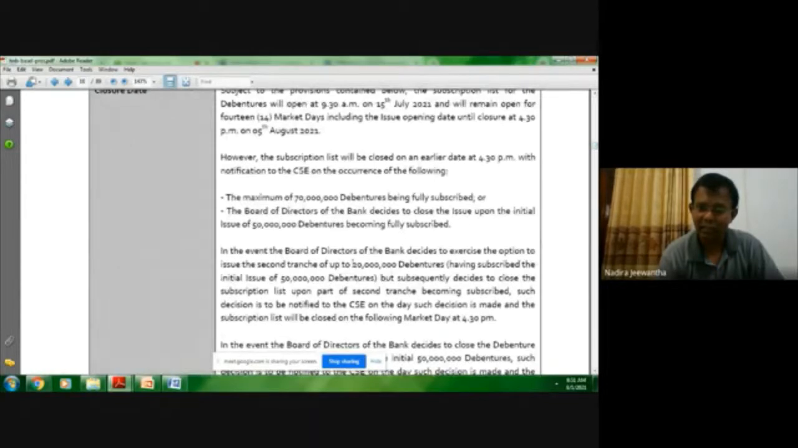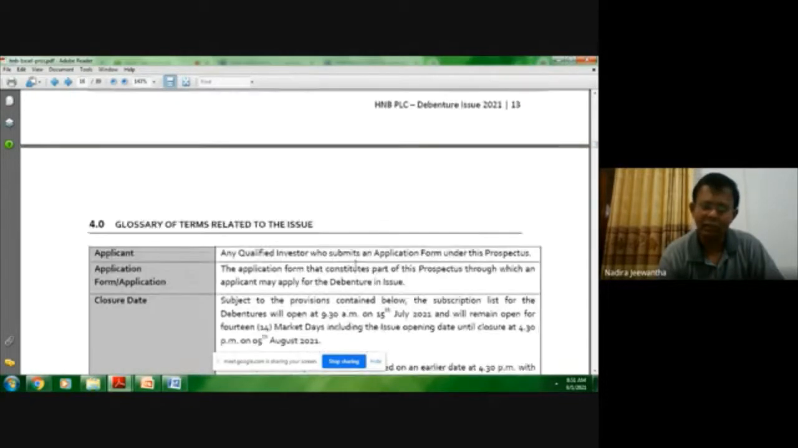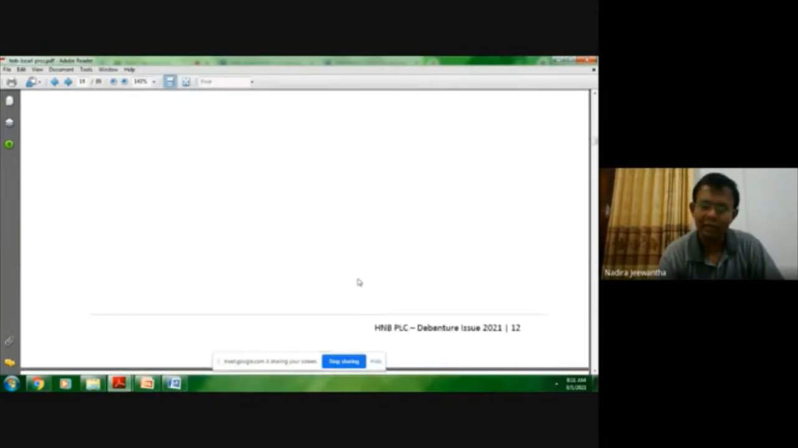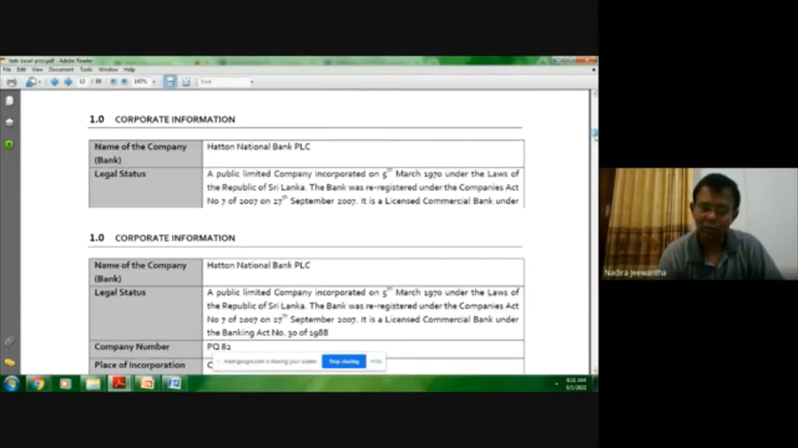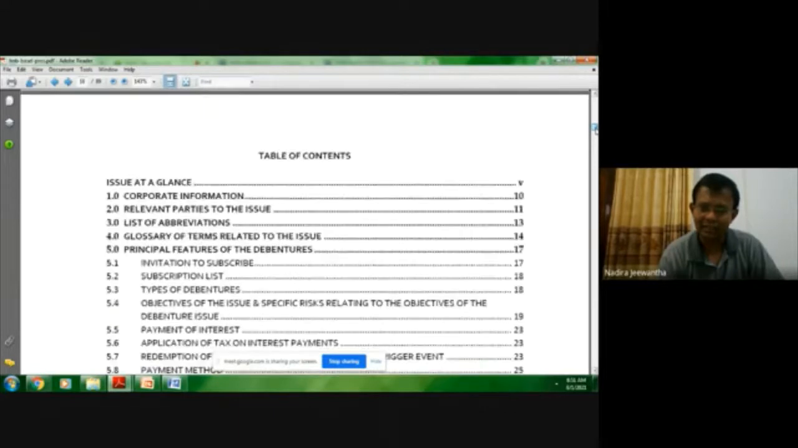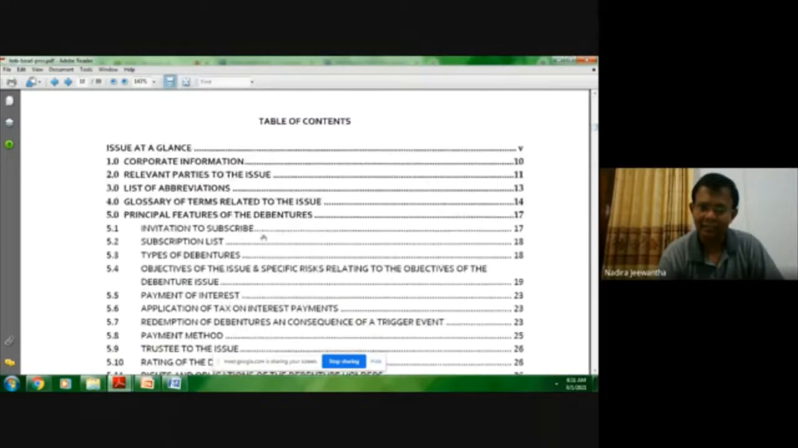Even though this particular instrument is listed, I won't be able to sell. I know that. Then how do you convince me? I don't believe you. Well, you are an employee, HNB. You have a biased decision. Now these are the contents, right?